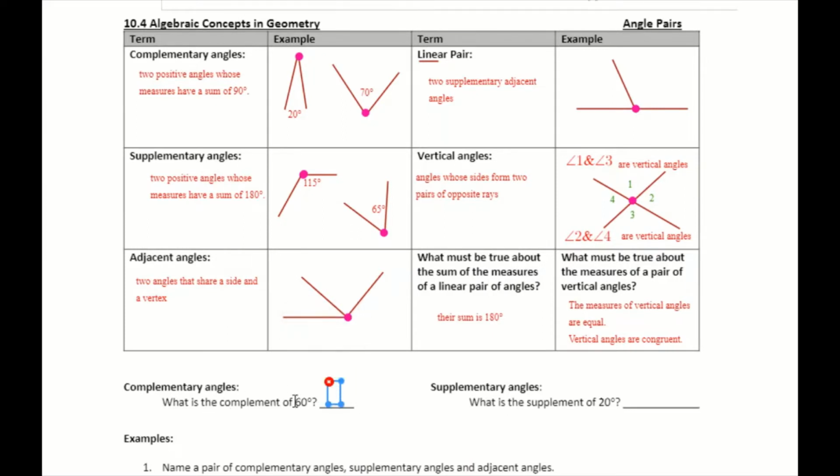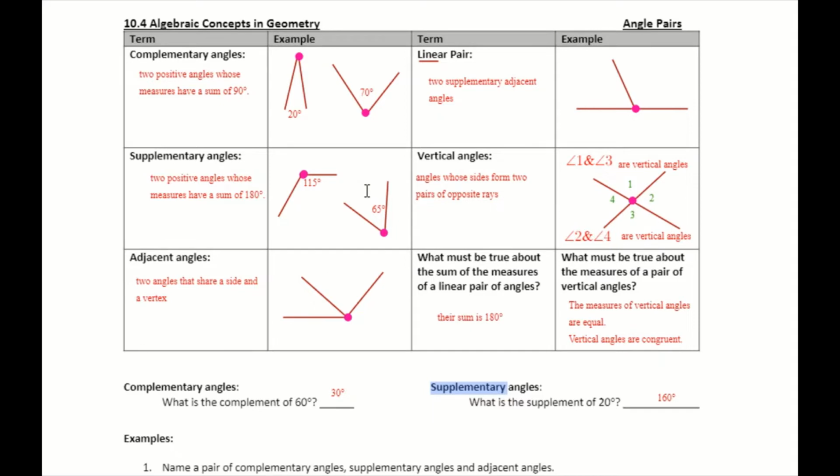So just to go over these terms a little bit more, if I say what's the complement of 60 degrees, and if you can't remember, just go back up here to your notes. You say, okay, well, complementary angles add up to 90. So what's the complement of 60 degrees? We would say 30 degrees. What's the supplement of 20 degrees? Well, supplementary angles add up to 180. So what angle measure would sum with 20 degrees to give you 180? That would be 160. So you just want to know the difference between complementary, meaning they add up to 90, and supplementary, meaning they add up to 180.